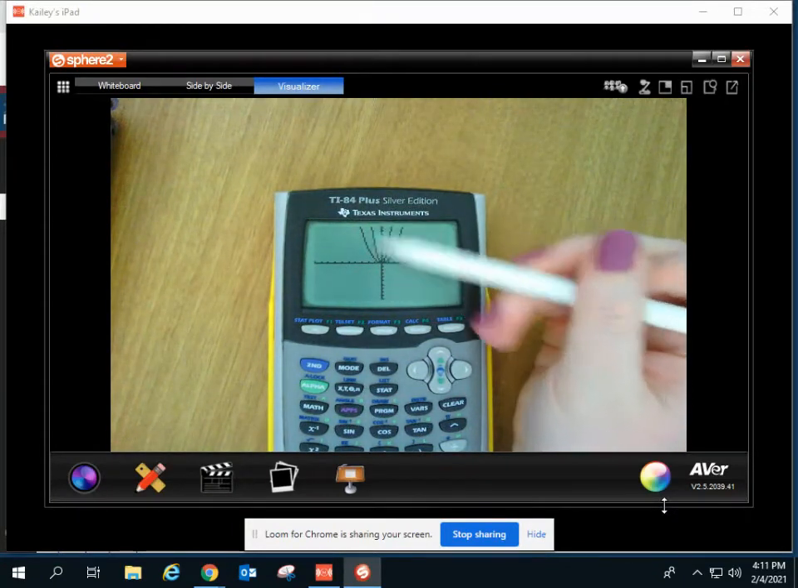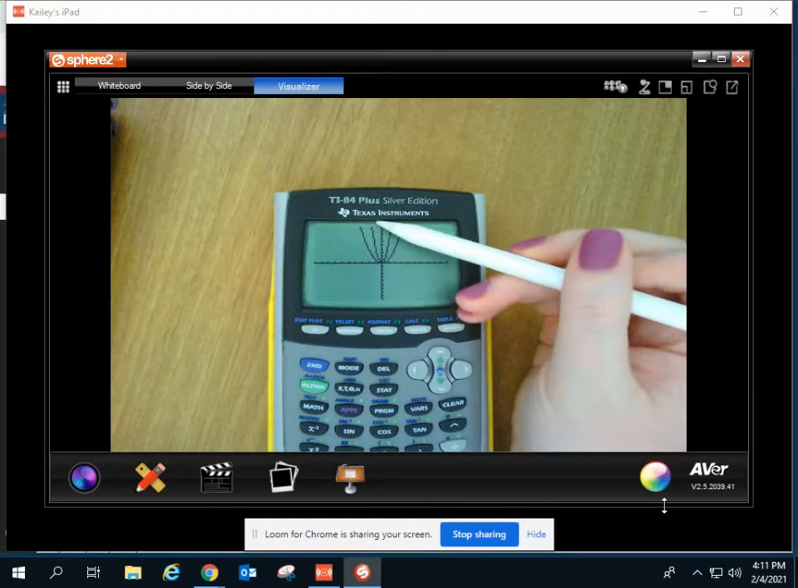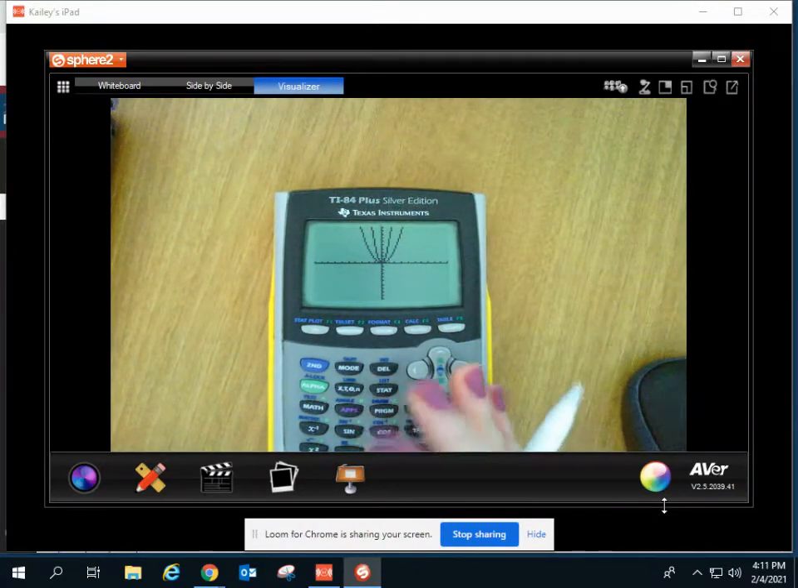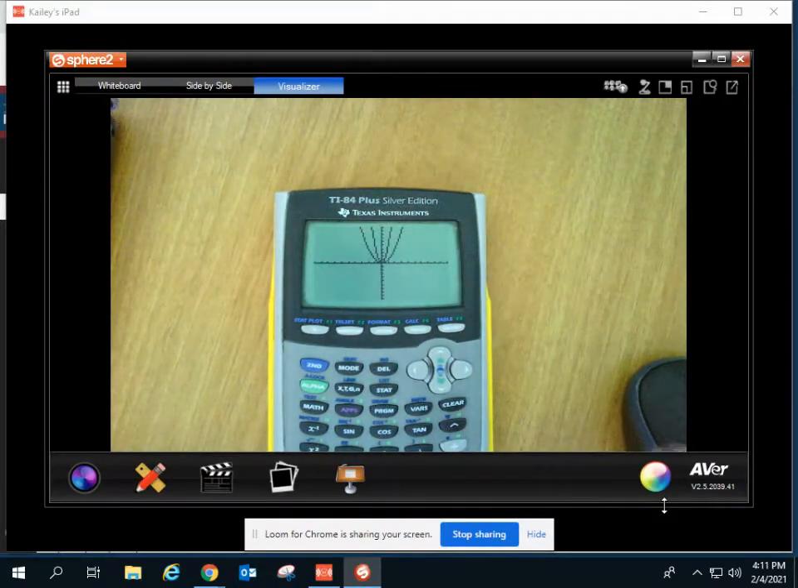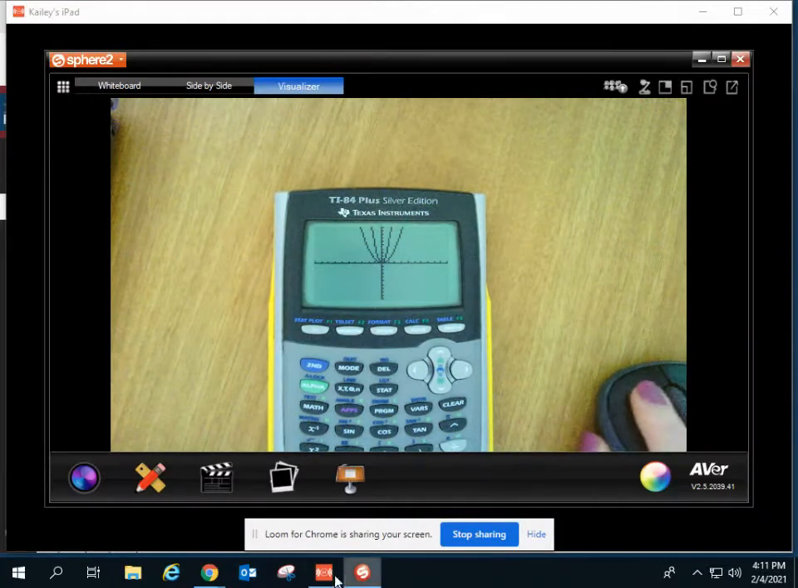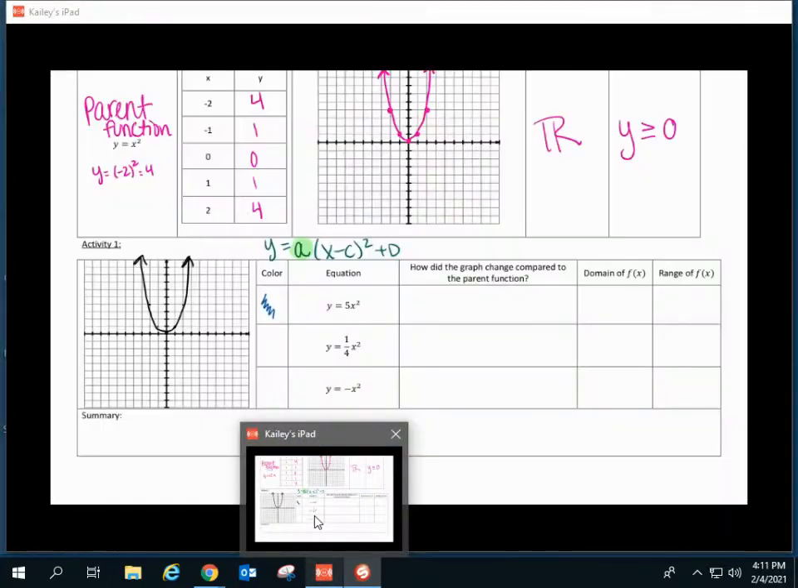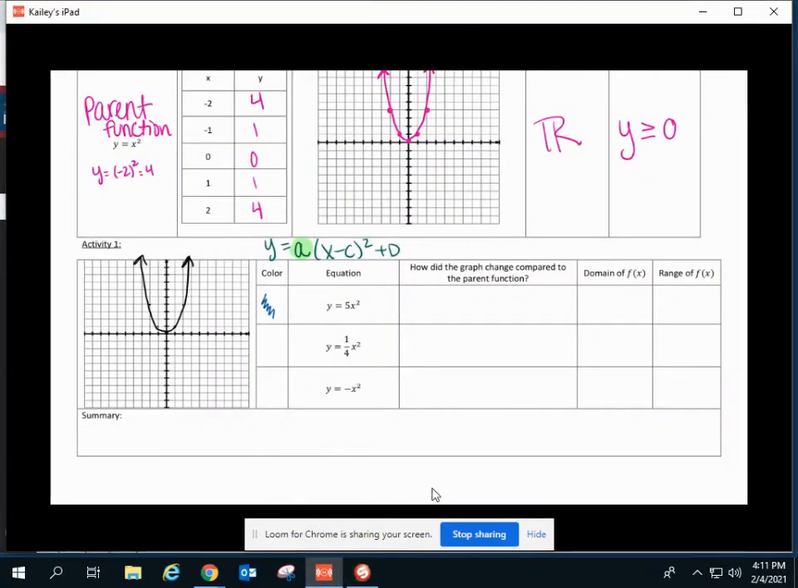So I would say that it looks like putting a 5 in front of the x squared made our parabola get skinnier or narrower. So that is what we are going to look at here. So I'm just going to sketch that blue function in the middle of the parent function over here on the graph. So it's narrower than the parent function.